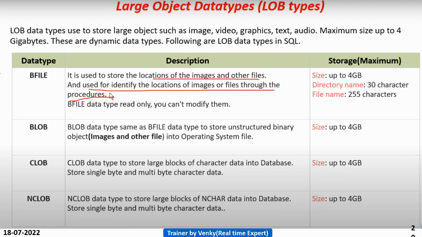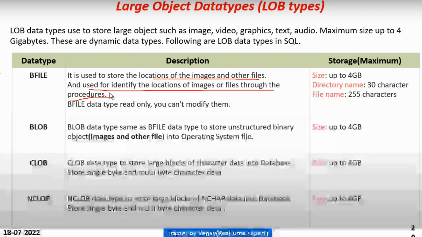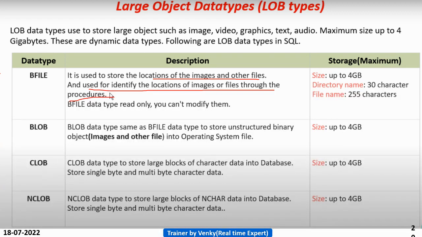Why? Because that is PII, personal identification information. So how do we identify the person? By seeing the image and signature. So those should be stored in the database, right? That will be implemented by using the procedure concept. We will discuss it in the PL/SQL concept. So by using BFILE and BLOB, we implement that scenario with procedures.